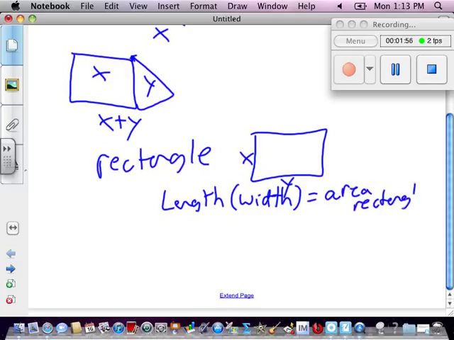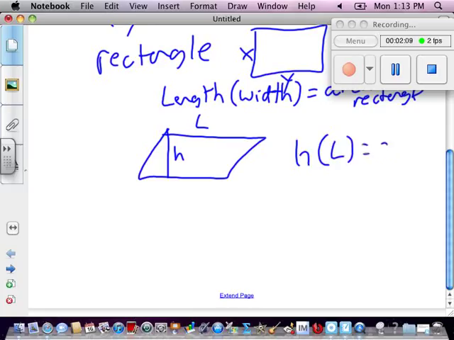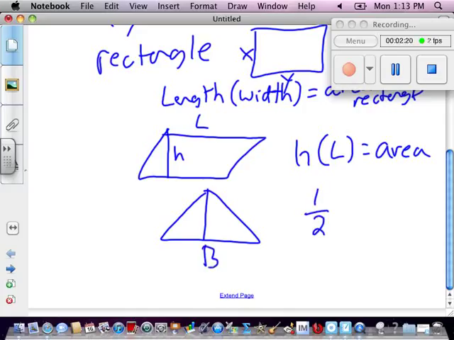That's for 11.1. 11.2 is the area of a parallelogram. The only way the parallelogram is different is that our height is right here. It's height times length equals area. That's for a parallelogram. And finally, triangle. Triangle is 1/2 base times height equals area of a triangle.